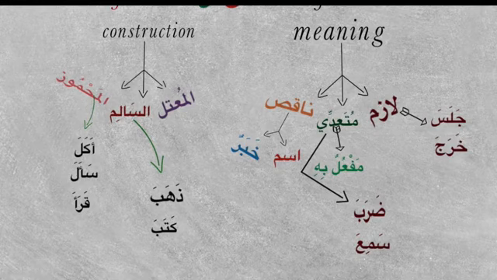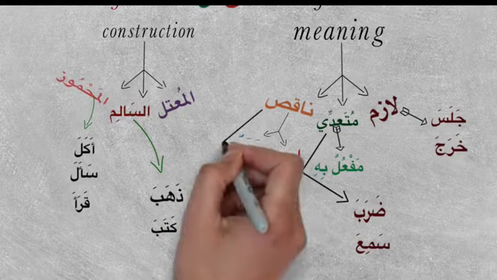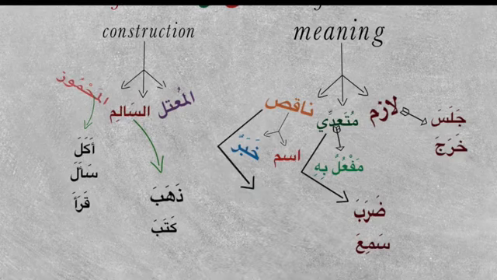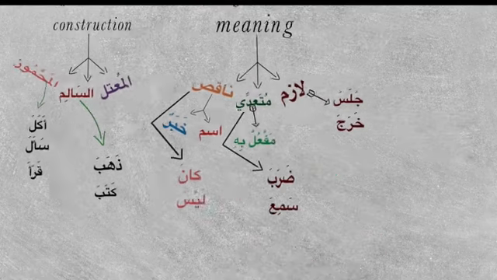When it changes its form, we need to know which is lazim and which is muta'addi. And then we have learned about naqis, which is our own laisa and kana, which will have ism and which will have khabar. So this is upon the meaning.